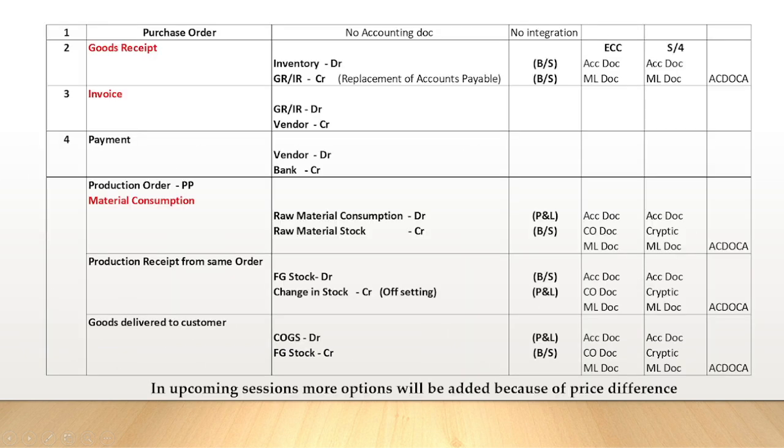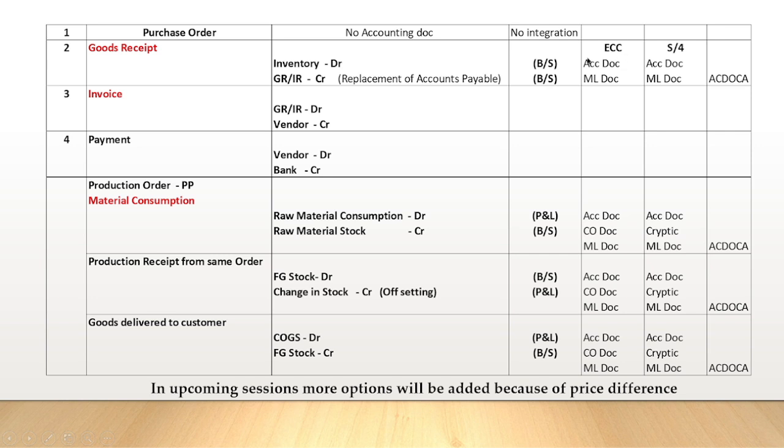So this is the summary for our entire discussion. For the purchase order, no accounting document. Here we can't see any integration. With goods receipt, inventory will be debited and the GRIR account will be credited. The GRIR account we can say is a replacement of accounts payable. That's why both are balance sheet category.